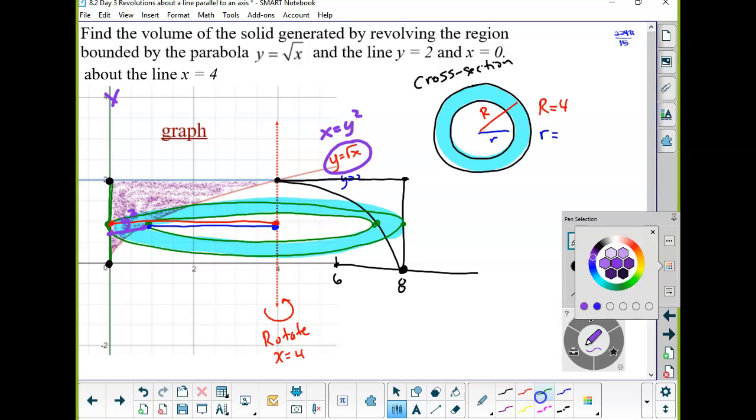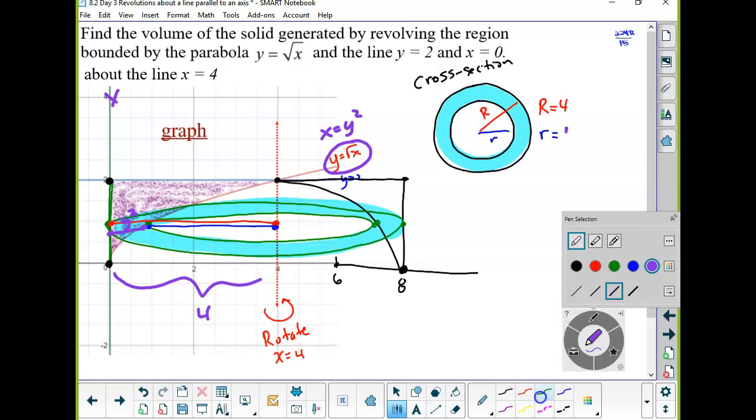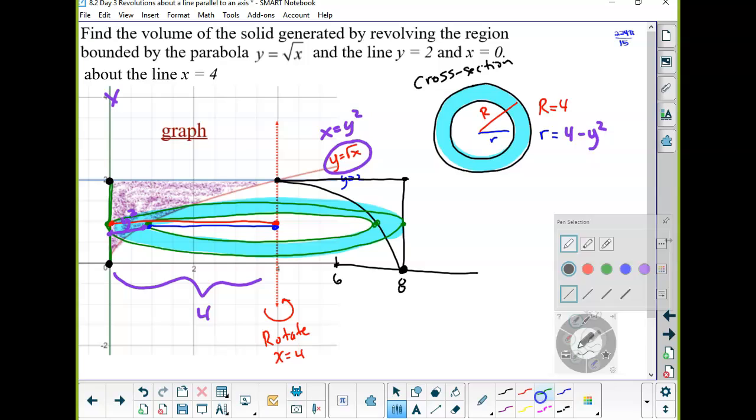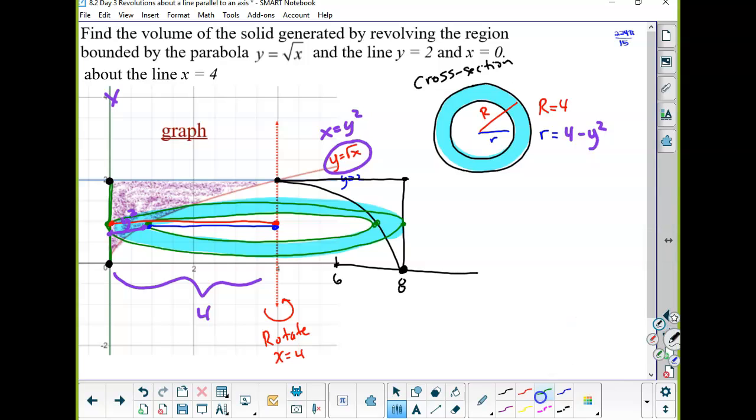But I don't want the purple length, I want the blue length. So how long is the blue length? How can we find that? 4 minus y squared, right? Because the whole thing is 4. The purple part is y squared, so the blue is what's left over. It's the 4 minus y squared. If you feel confident in that, you got it, because that's the only new part today.